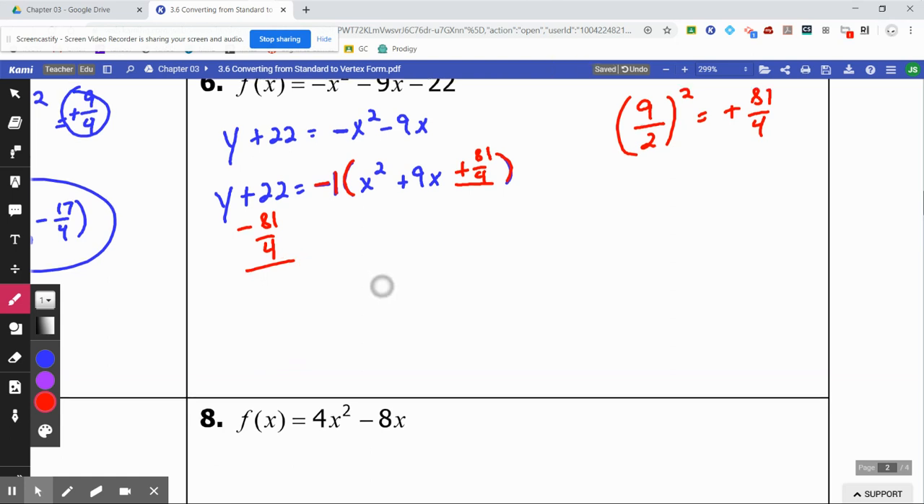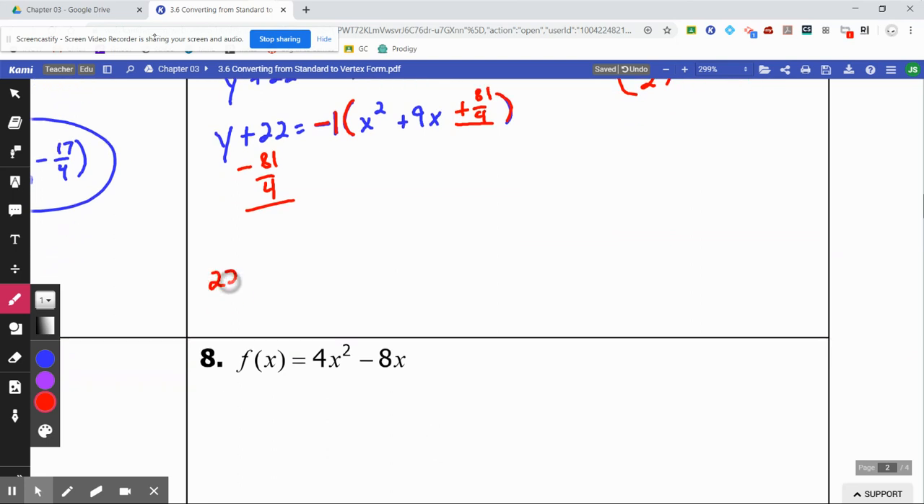Okay, we've got to combine a positive 22 minus an 81/4 to get this answer right here. I need a common denominator, so I'm going to multiply top and bottom by 4. Gives me an 88/4 minus 81/4, which would be a 7/4. So on the right side, I now have y plus 7/4. Let me erase this because it's kind of in the way now.